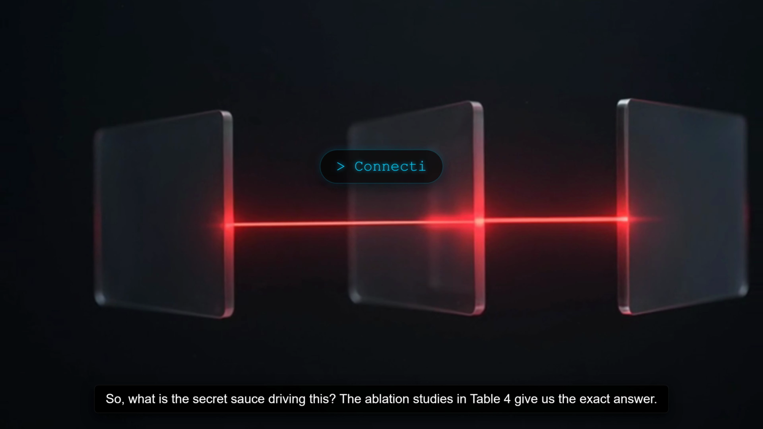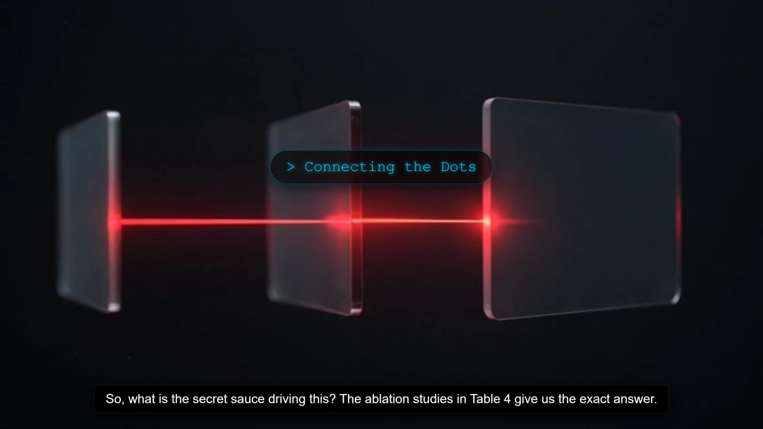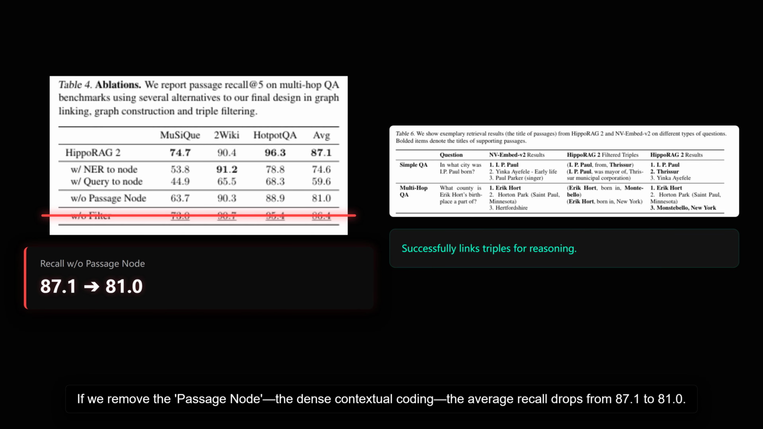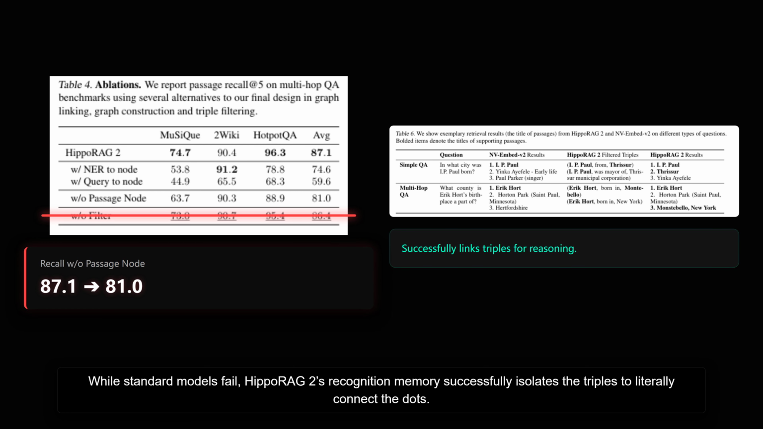So, what is the secret sauce driving this? The Ablation studies in Table 4 give us the exact answer. If we remove the passage node, the dense contextual coding, the average recall drops from 87.1 to 81.0. Context is undeniably king. Let's look at a real-world multi-hop example in Table 6. While standard models fail, HippoRAG 2's recognition memory successfully isolates the triples to literally connect the dots.